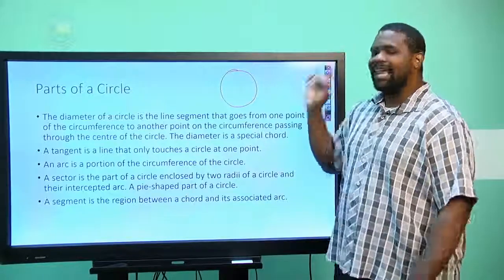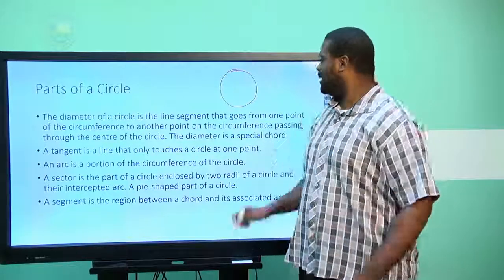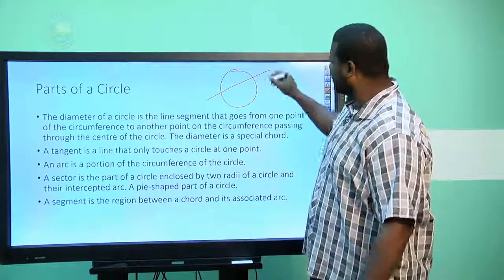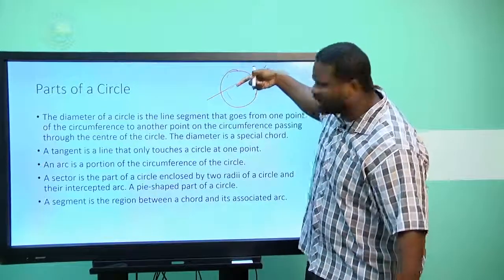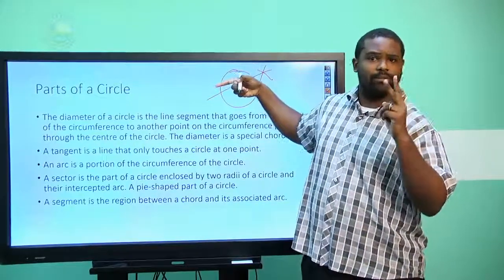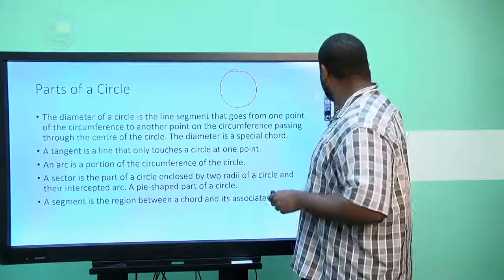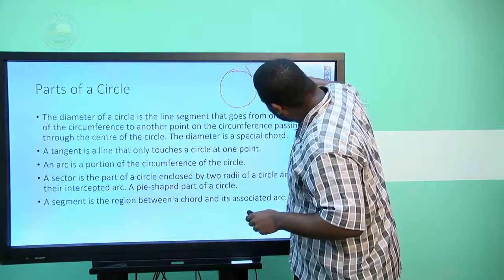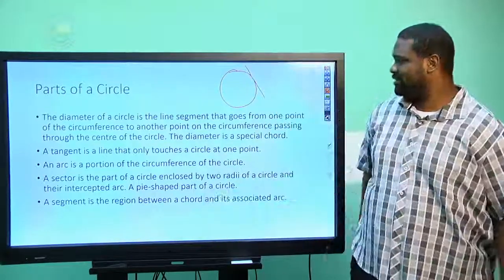A tangent is a line that is only going to touch the circle at one point. Now that means that a tangent could never pass through a circle. This can never be a tangent, because once it passes through a circle, it's going to cut it at 2 points. A tangent must be outside the circle and must be in such a way that it only crosses at 1 point. That's a tangent.